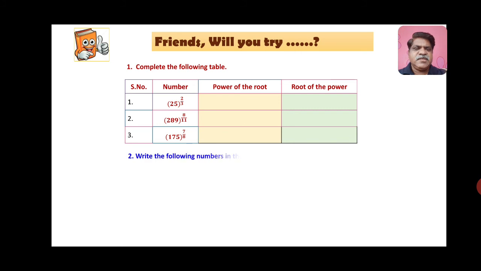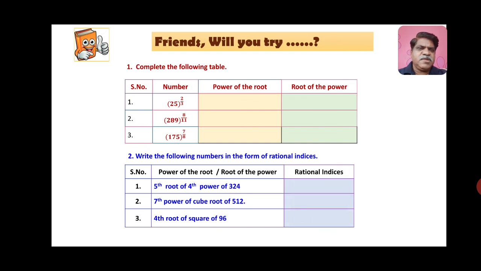Try this. Second, write the following numbers in the form of rational indices. So the first problem given is 5th root of 4th power of 324. You have to write in the rational indices form, just as we have discussed. Second is 7th power of cube root of 512, and third is 4th root of square of 96. Friends, I think you understood this well.